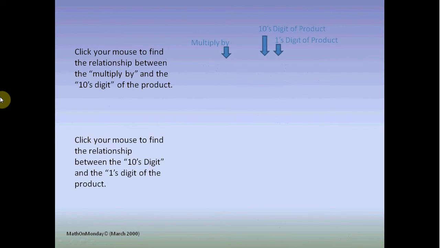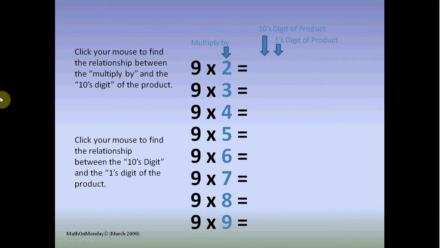All right, let's take a look. We're going to try to find out that pattern. You sure could see that there seemed to be a pattern. We're going to click our mouse, and we're going to find the relationship between the multiply by and the tens digit of the product. Let's watch. And in the first case, if we multiply by 2, let's take a look at the tens digit of the product, or the first number of the product.